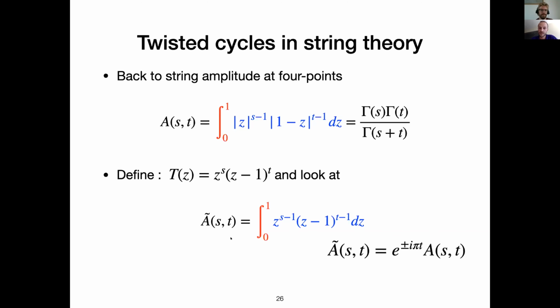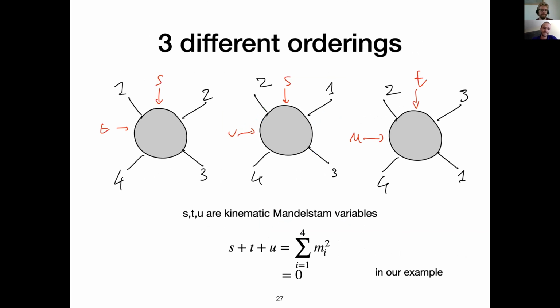And we're gonna play with this guy now. First off, just a quick comment. This would be the 3 different orderings that I'm going to describe just after. The ST channel corresponds to 1, 2, 3, 4, SU to 1, 3, 4, 2, and this one to the other ordering. S, T and U are those kinematic invariants. They sum up to the sum of the squared masses of the incoming particles, 1, 2, 3, 4. And in our example, now they're going to sum to 0. We're going to take a look at the massless scattering.